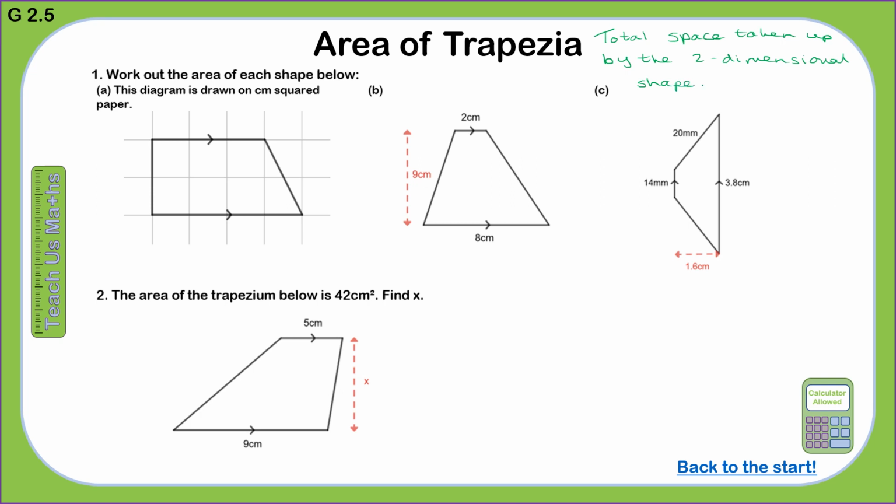In lesson G 2.2, we looked at how to find the area of rectangles. In lesson G 2.3, we looked at how to find the area of parallelograms, and in lesson G 2.4, we looked at how to find the area of triangles. In today's lesson then, we will look at how to find the area of trapezia.